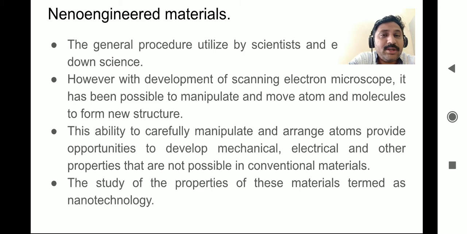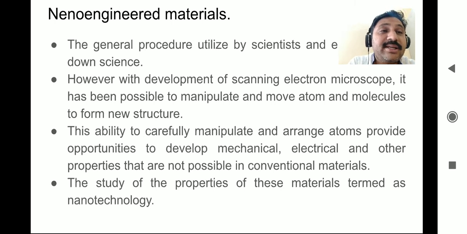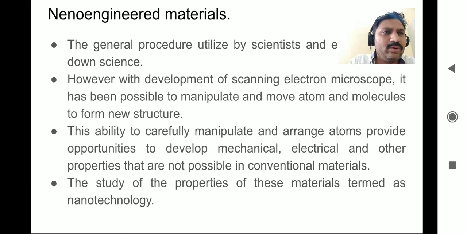The study of the properties of these materials is termed nanotechnology. The whole study of transferring molecules or atoms, the top-down study, or the scanning electron microscope, all that study is termed nanotechnology. One example of a material of this type is carbon nanotubes. In the future, newer technology advances will utilize these nano engineering materials. In the future also, a number of materials will be found which enhance the study of nano engineered materials.